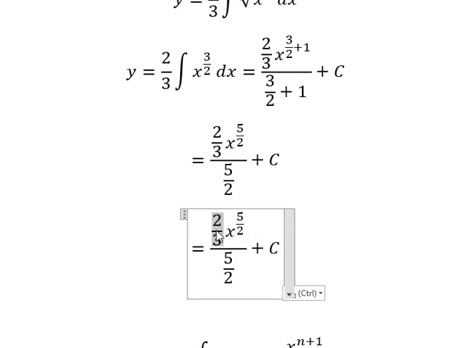So 2 over 3 divided by 5 over 2, we have 4 over 15.